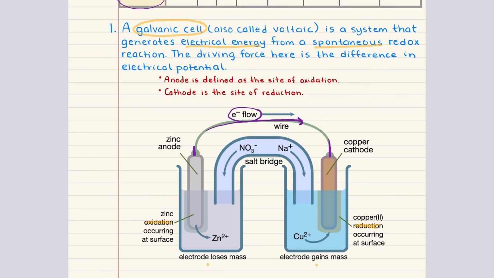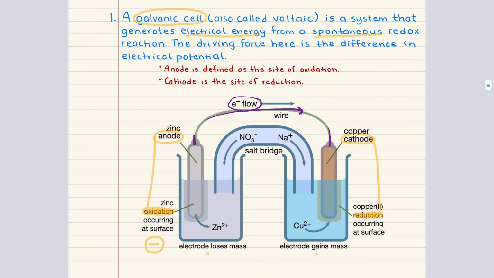Every galvanic cell has two electrodes. The first electrode is the anode. The anode is always the site of oxidation, which means it is where electrons are released. Because the anode donates electrons to the circuit, it carries a negative sign in a galvanic cell. The second electrode is the cathode. The cathode is always the site of reduction, which means it is where electrons are gained. Because the cathode accepts electrons, it is the positive electrode in a galvanic cell.